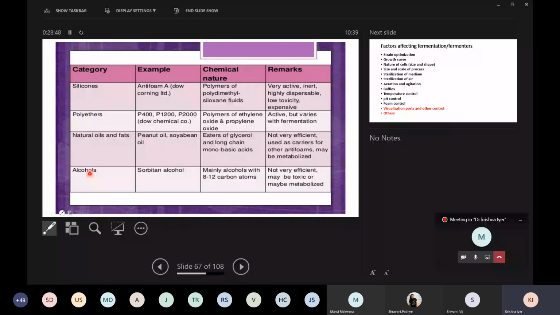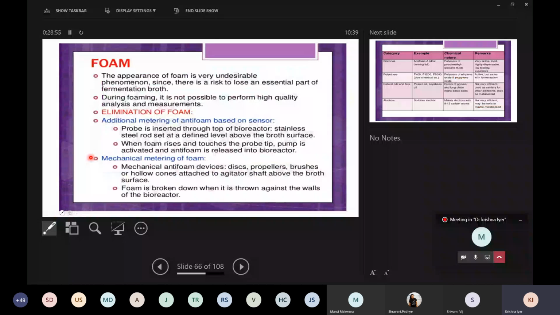Now in addition to this, you can also kill foam mechanically. For example, above the medium. Let us say you have a big container and the medium is up to 60% of the height of the fermenter, and above that is where the foam will start to build up. So what you do is, above the level of the liquid, you put what are called discs or propellers or brushes, which as soon as the foam starts to be generated, will hit the foam and physically break it.